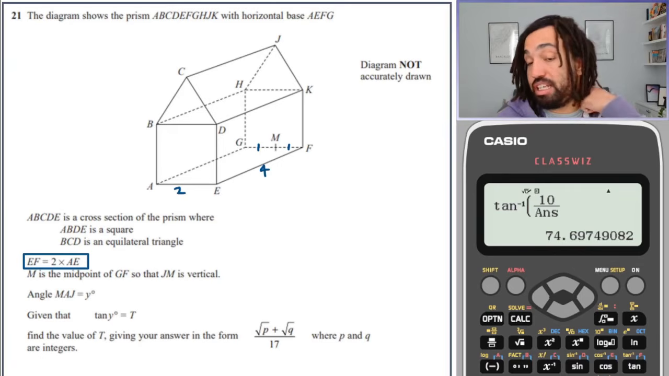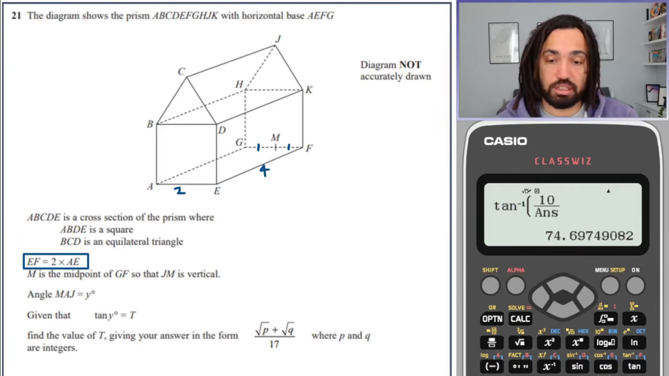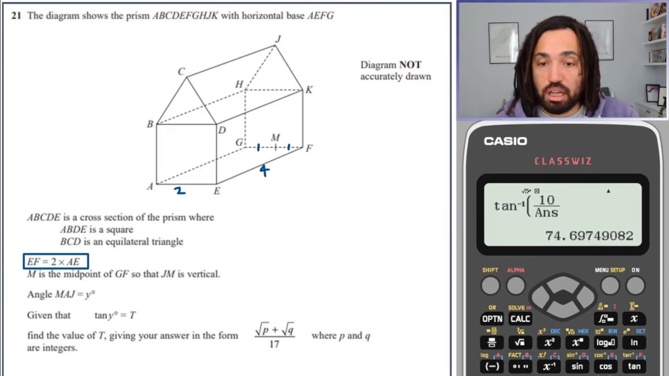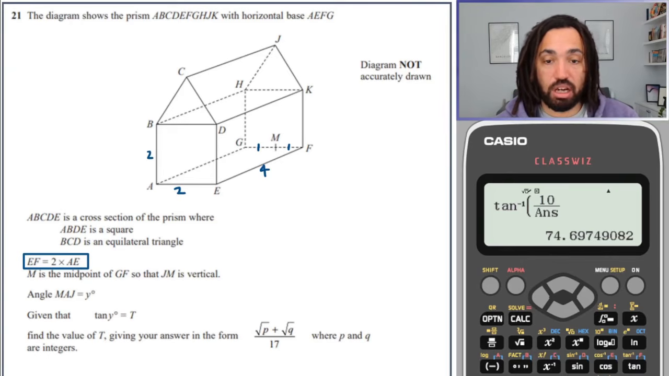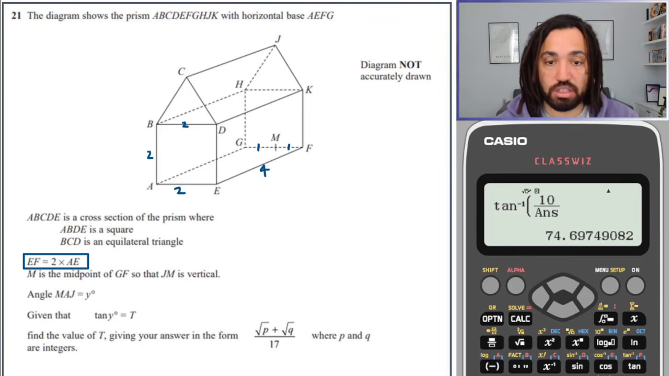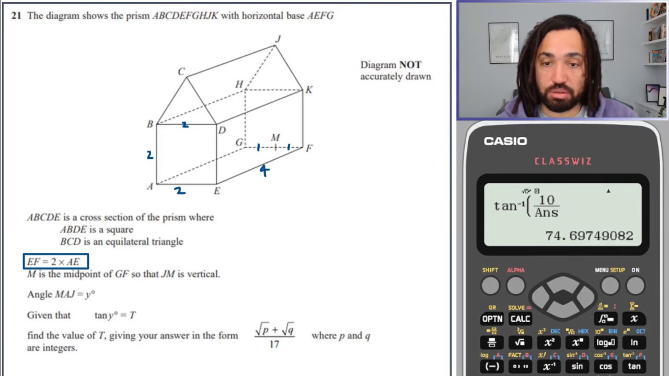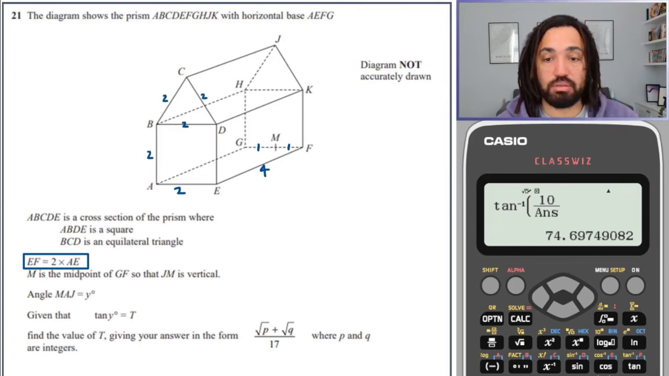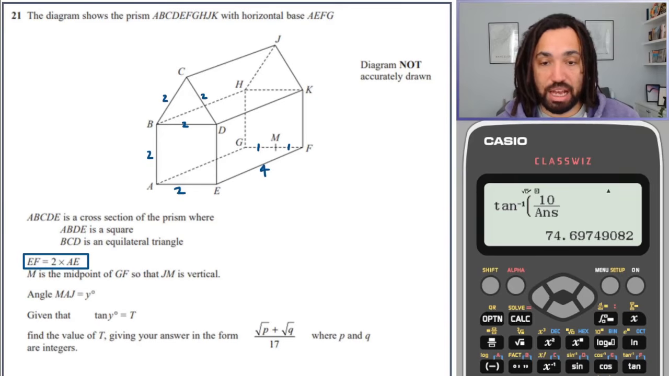I mean, it literally doesn't matter, as long as you keep it consistent. You could have picked 10 or 20, or any number. Okay, so it's a square, so it means that these heights are 2, and it obviously means that this is 2 on this side as well. And because we've got an equilateral triangle, it means that this side length is 2 and that side length is 2 as well. And it's asking me to work out the angle MAJ.